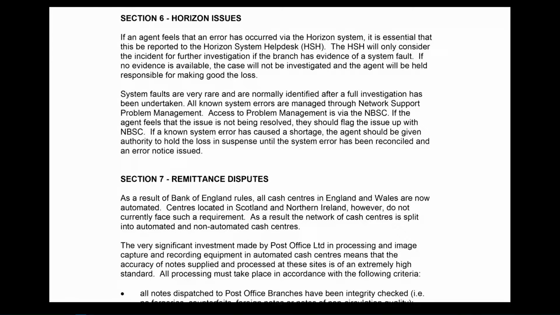I'm going to read to you, I'll take each paragraph separately. The first is, if an agent feels that an error has occurred via the Horizon system, it's essential that this is reported to the Horizon System Help Desk. The HSH will only consider the incident for further investigation if the branch has evidence of a system fault. If no evidence is available, the case will not be investigated and the agent will be held responsible for making good the loss. How would a sub-postmaster be able to show that there was a system fault?